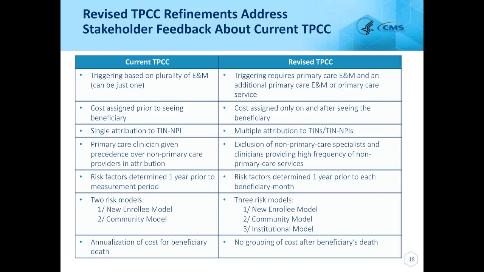The third row there looks to attribution. The current measure tries to single out one TIN NPI, or clinician, for attribution. The revised measure allows for multiple attribution to TINs and TIN NPIs to account for the fact that there may be multiple clinicians involved in the care of a single beneficiary and to help incentivize care coordination.